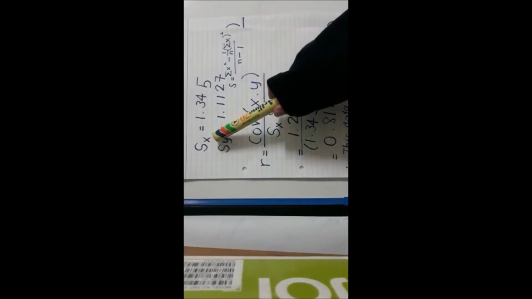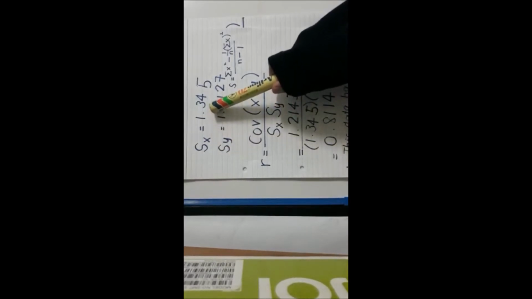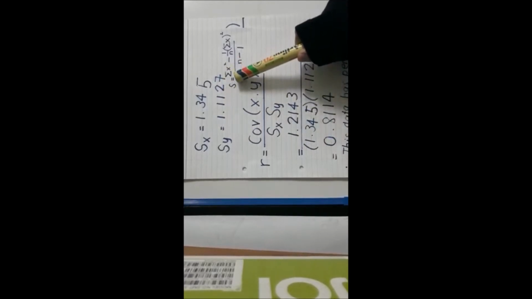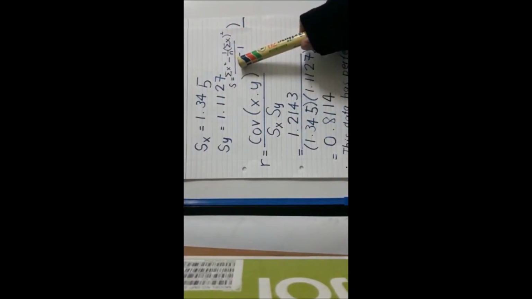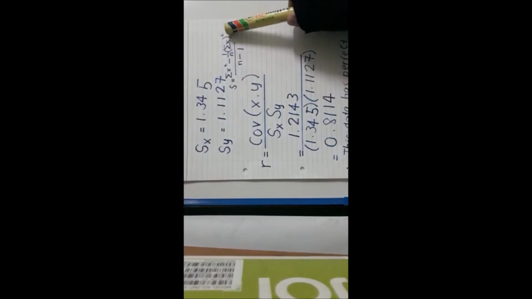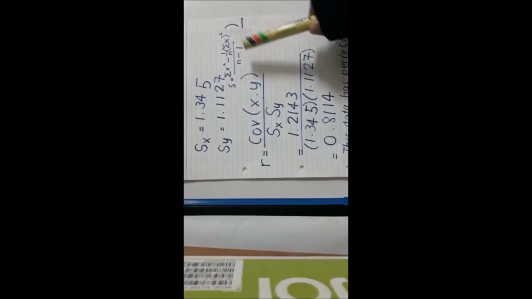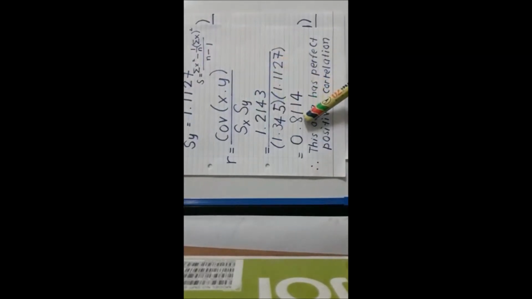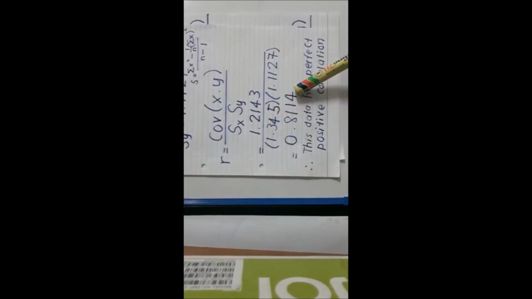The second way to find r, which is Pearson's product moment, is to use this formula: covariance xy divided by the standard deviation of x and y. From the data above, we can see that the x standard deviation is 1.345 and the y standard deviation is 1.1127, which we can calculate with this formula: the sum of x squared minus 1 over n times the sum of x, bracket squared, divided by n minus 1. So we just substitute the values into the formula, then we get the final answer, which is 0.8114.